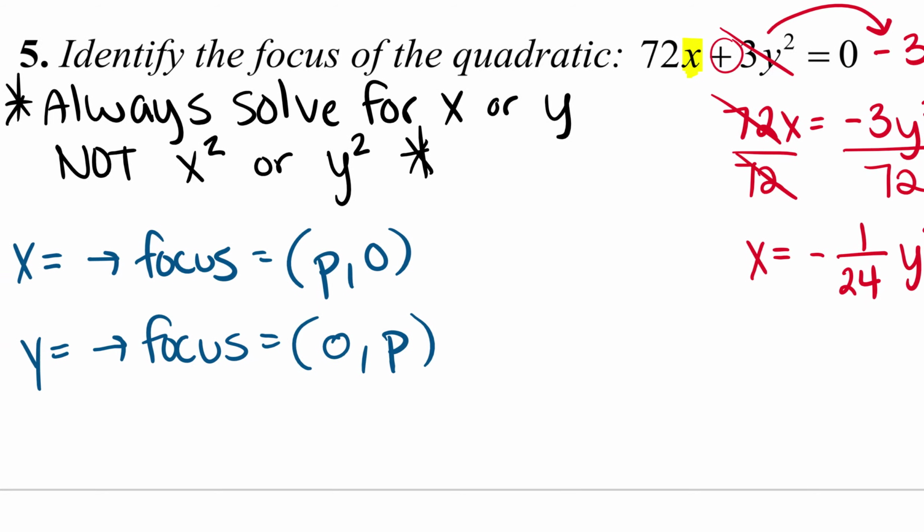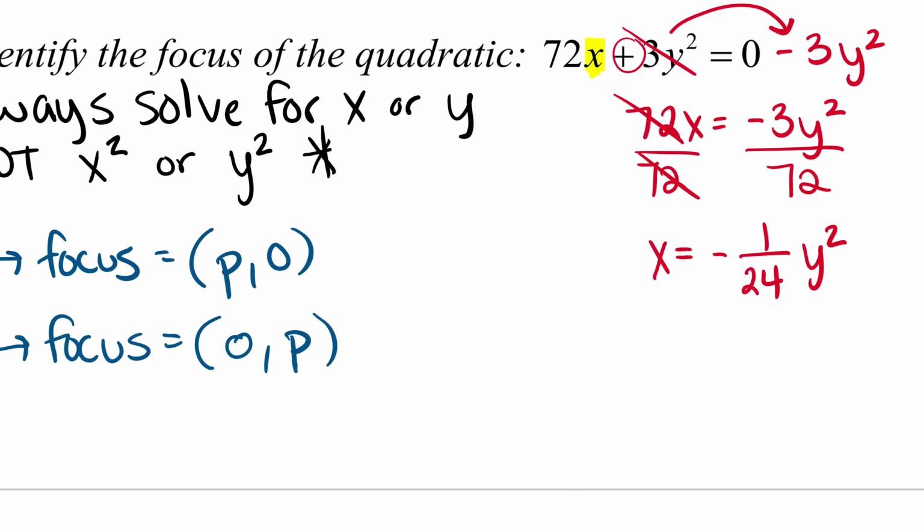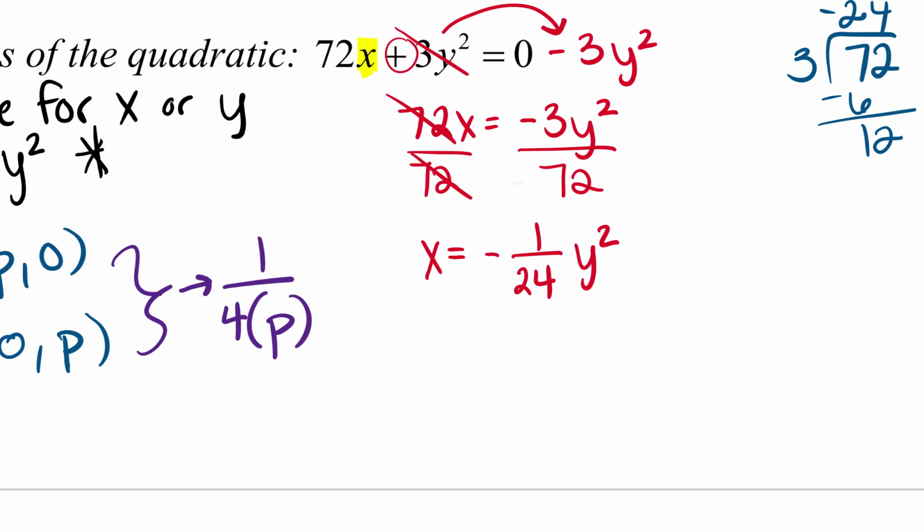Now, if you forgot where p was, again, you might want to write this down too. No matter which one of these I have, I'm going to have 1 over 4 times some p, right? So I have to convert that bottom number on the fraction to 4 times something. Okay? And if I have a negative, then p is also negative. Alright? So like on this one, I have this negative right here, so I know p is negative. It has to be.